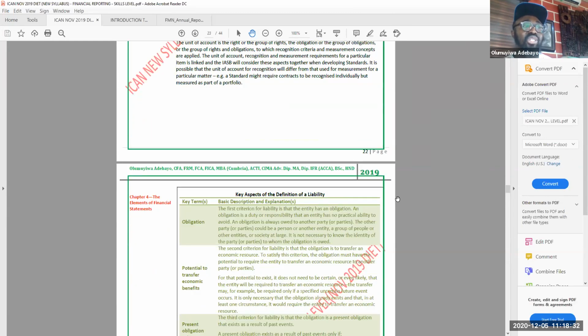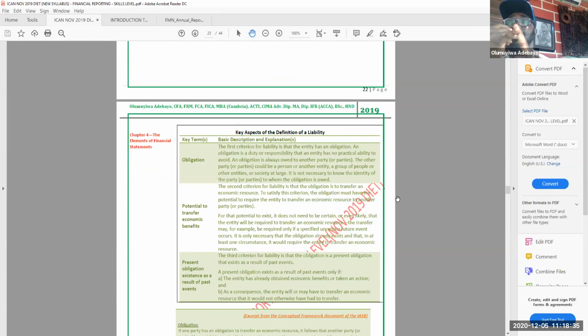Liability, as I've also said, also has 3 attributes. 1, it must be an obligation that is present. Now, obligation that is present means it must be contractually present, or it can be constructively present.